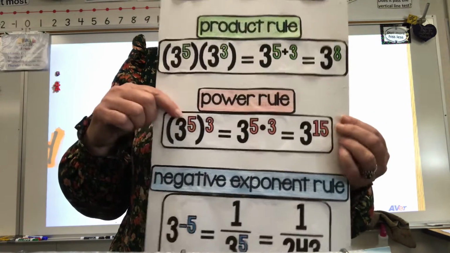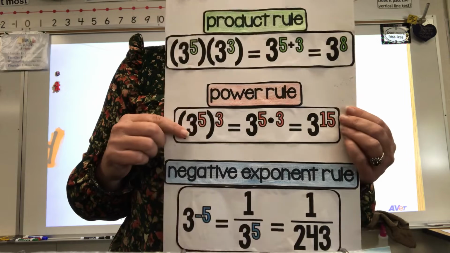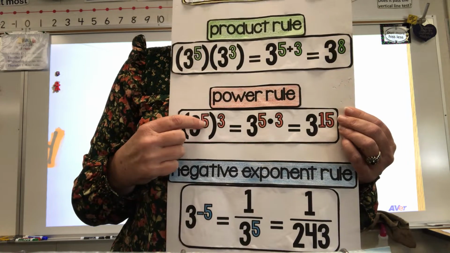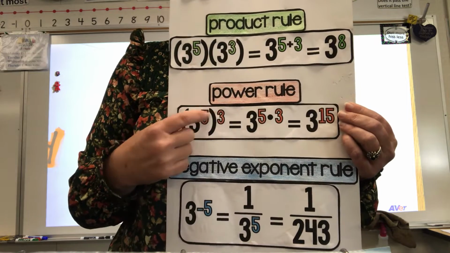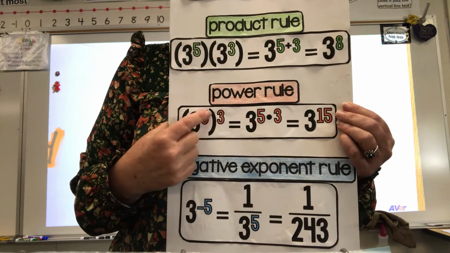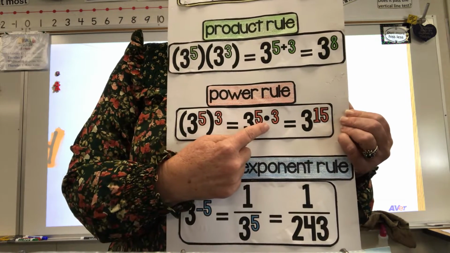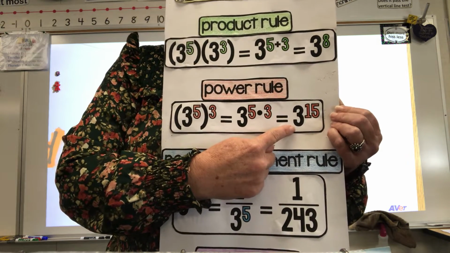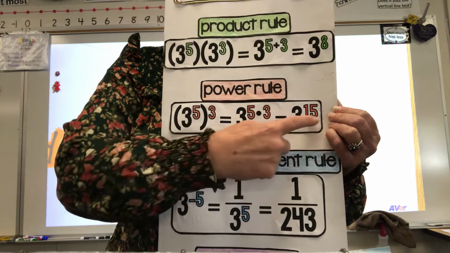Another rule that we tackled was the power rule. When you have a base and it's raised to a power to an additional power, so now we have two powers right next to each other, we multiply those two powers. And in this case, we kept the base of 3 and we multiplied 5 times 3 to get 15.